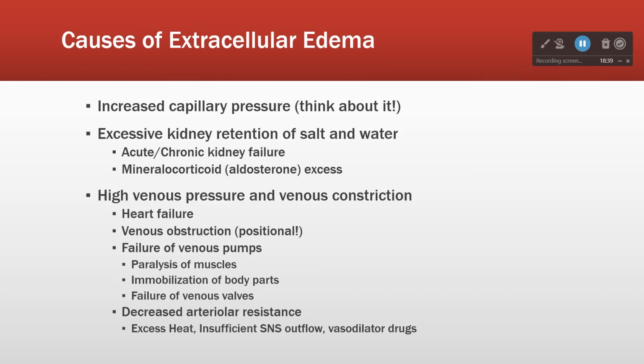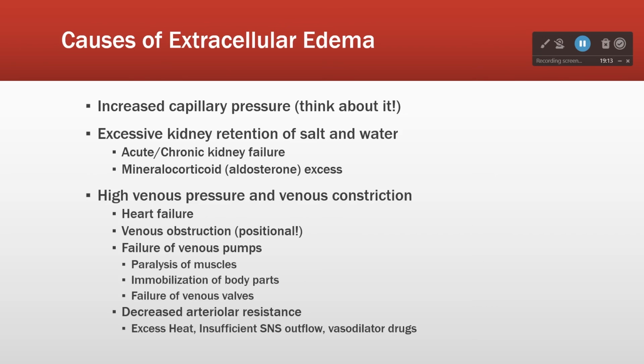Anything that decreases arteriolar resistance has a tendency to increase extracellular fluid as well, because you get more blood flowing through the capillary beds. More blood flow through the capillaries means more fluid into the extracellular space, right? So we get that as well. How can you get that? Heat stroke is one. When we're hot, we vasodilate. If you vasodilate enough, you'll give yourself edema, okay?